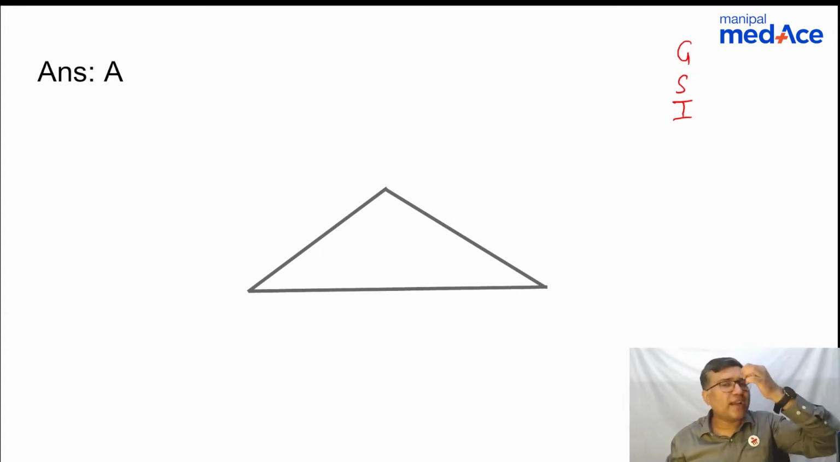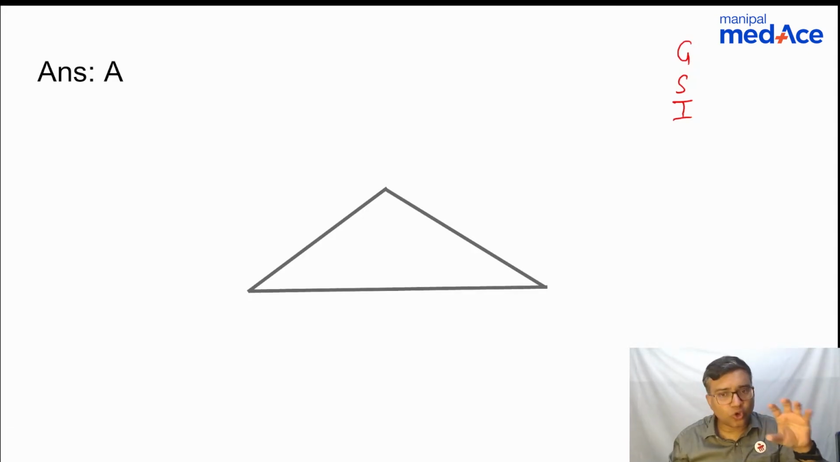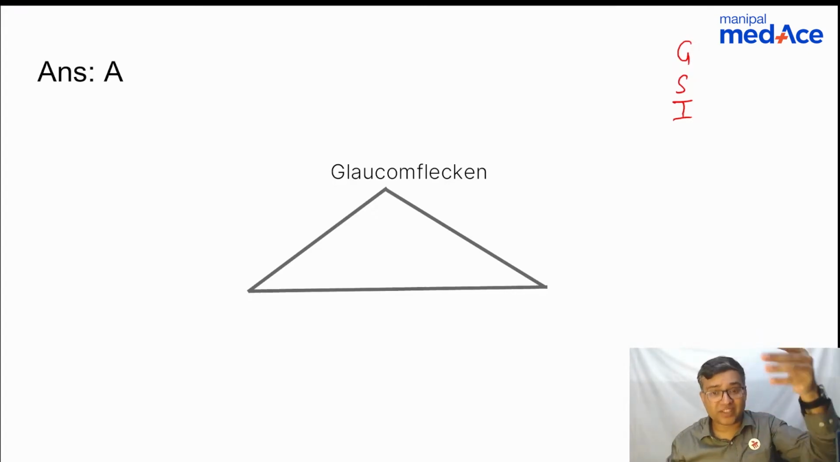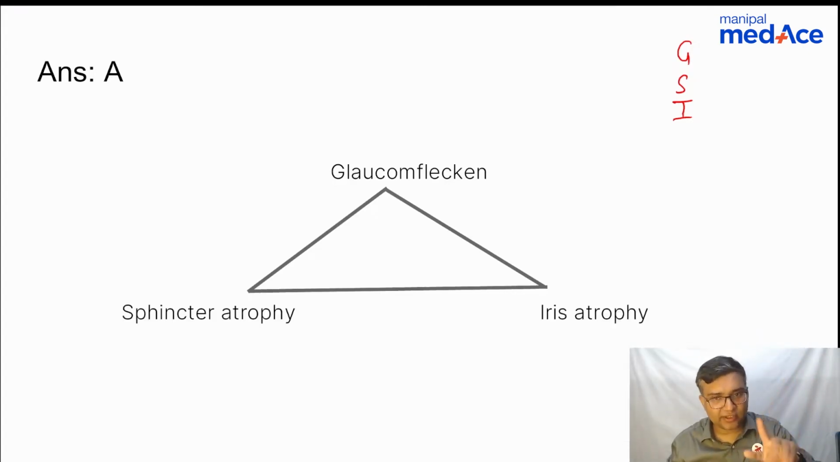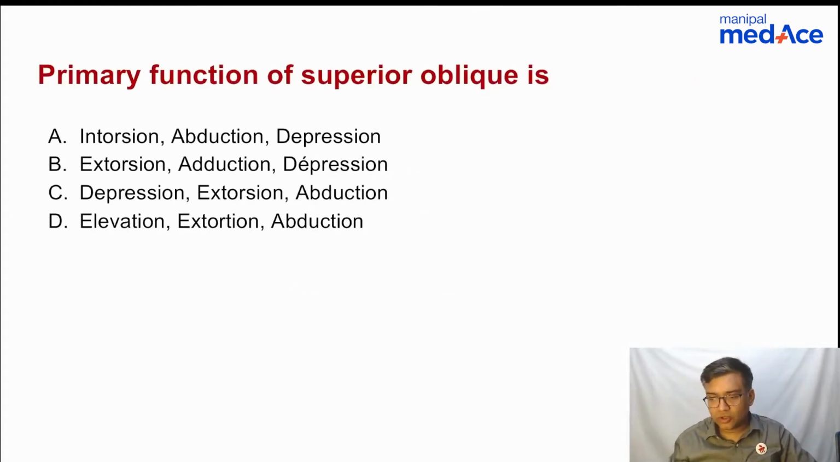First, you get anterior capsular opacities, that is called glaucoma flecken. The second is you get sphincter atrophy. Around the pupil, you have a sphincter muscle, and you get sphincter atrophy, and you get iris atrophy. So these are the three components of the Vogt's triad that you see in patients of angle closure glaucoma.